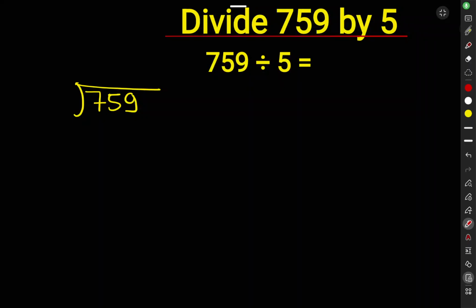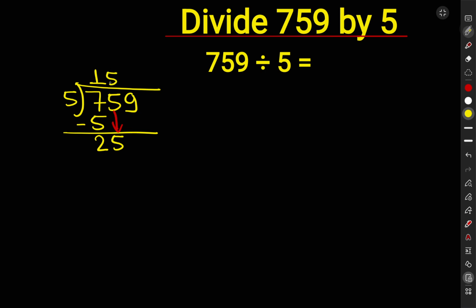We divide 759 by 5 in a long division method. 5 times 1 is 5. On subtracting we get 2.